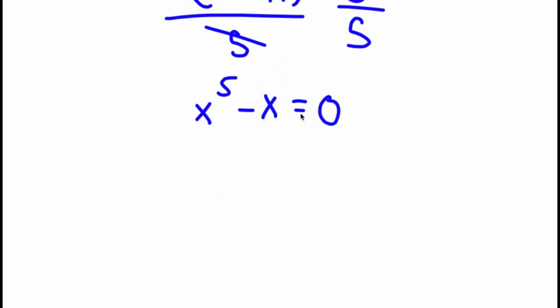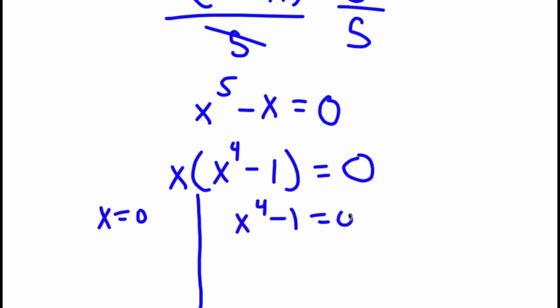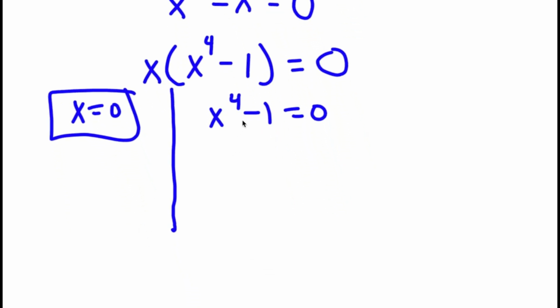Now, x to the power of 5 minus x, I can simply factor out x from here. So now if I factor out x, I get x times, x to the power of 5 divided by x is x to the power of 4, and negative x divided by x is negative 1. So this is equal to 0. And now this is going to give me two equations. I have x is equal to 0, and I have x to the power of 4 minus 1 is equal to 0. So x equals 0, this is already a solution. So now I'm going to go ahead and solve x to the power of 4 minus 1 equals 0.